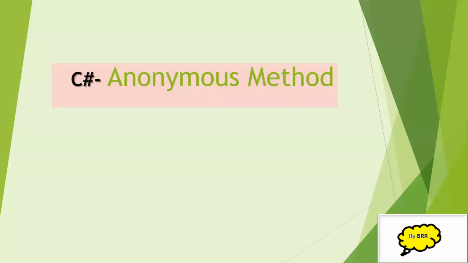What are anonymous methods in C#, what is the syntax of declaring anonymous methods, and what is the purpose of declaring them? The name itself suggests that an anonymous method is a method without a name. The method which does not have a name is called an anonymous method.